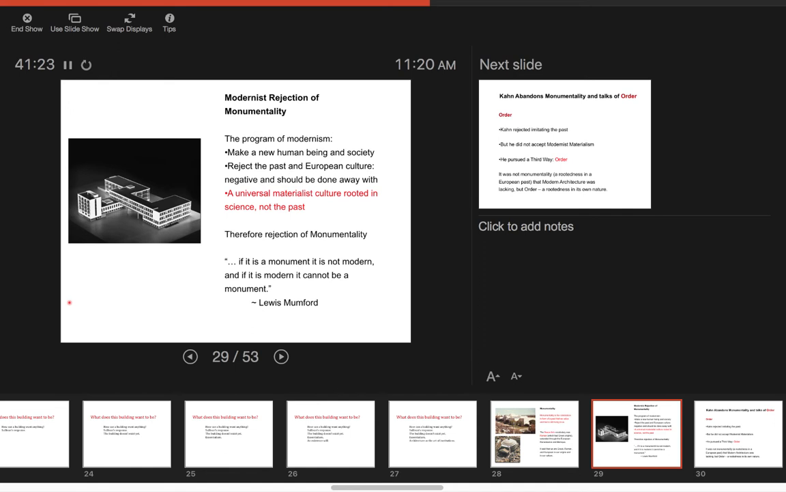So I'm showing Walter Gropius' The Bauhaus here. Dorms, classrooms, shops, administration, tying it all together, functionally laid out.